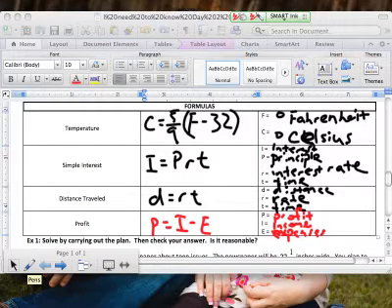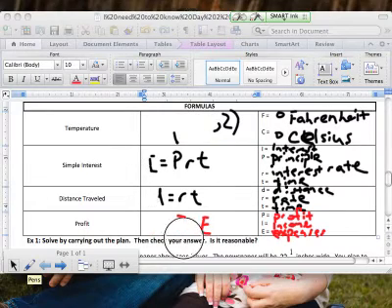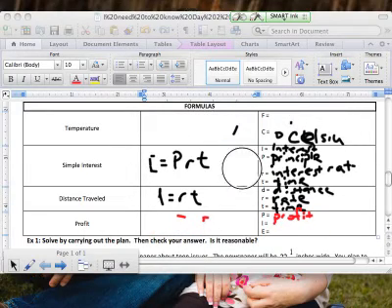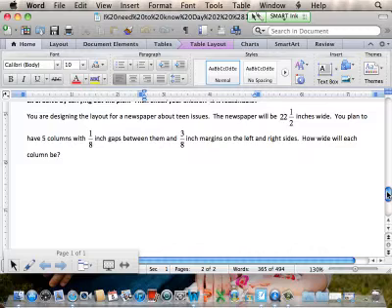All right, so we'll use those formulas just to kind of carry out some plans. Again, just pause the video if you need to copy that down, but I'm going to move forward just for time's sake here in the video. It says you are designing the layout for a newspaper about teen issues. The newspaper will be 22.5 inches wide. You plan to have 5 columns with 1/8 inch gaps between them and 3/8 inch margins on the left and right sides. How wide will each column be?